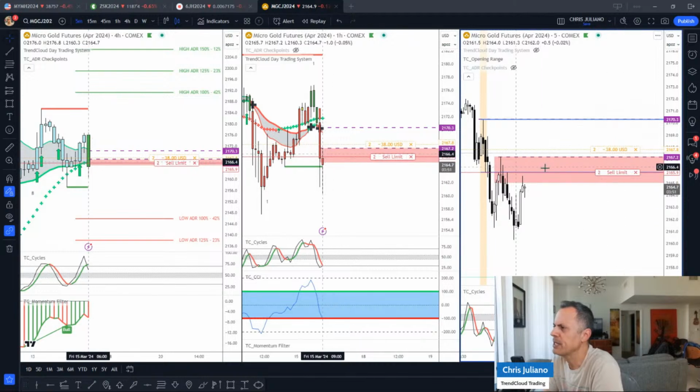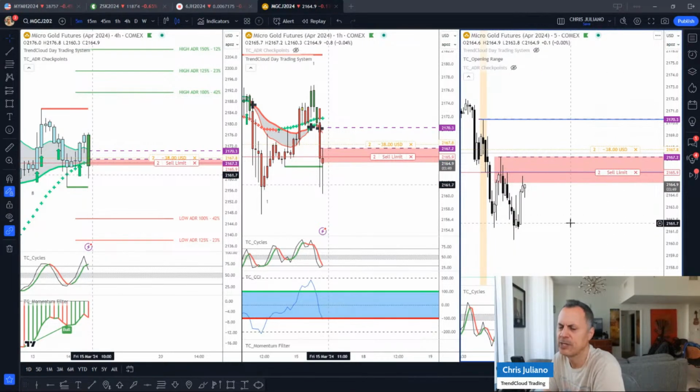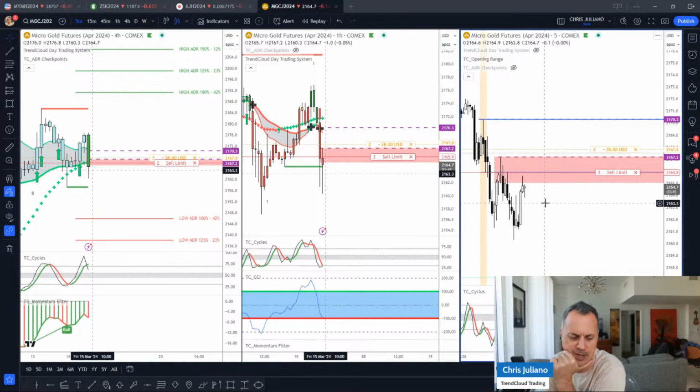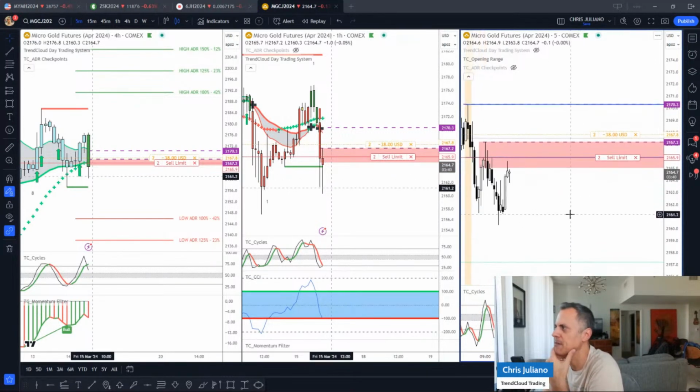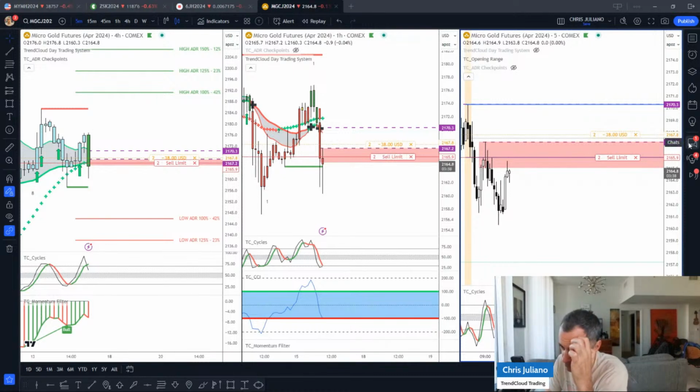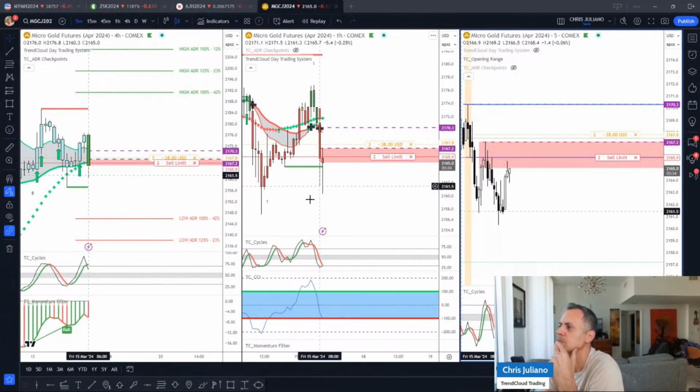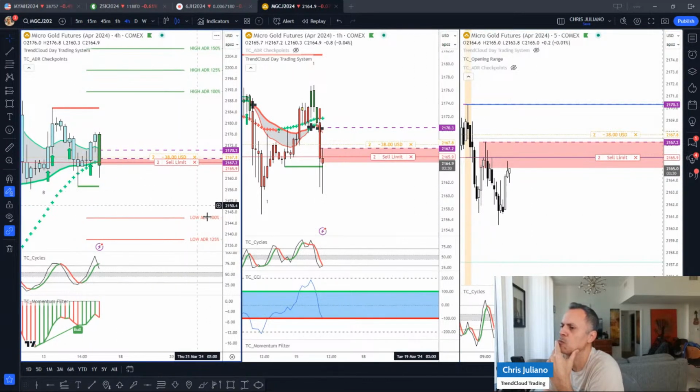Yeah, so we can hit that. We could hit that bottom part of that supply zone there, and still get in on this. A small risk.